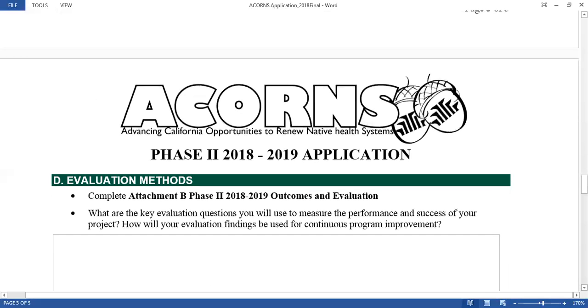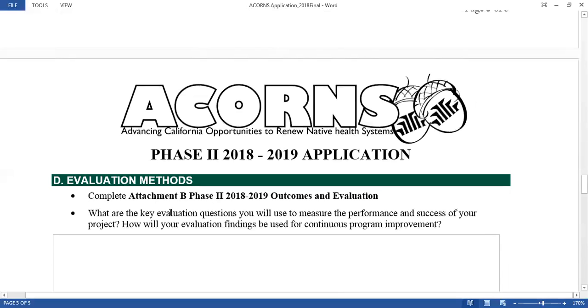Moving down to the next section, Section D, evaluation methods. There's two parts of this. You will complete Attachment B, Phase 2, 2018-2019 Outcomes and Evaluation Template. There will be another webinar describing how to complete this attachment, and we will go over that then. In addition to completing that, you will need to answer the following questions.